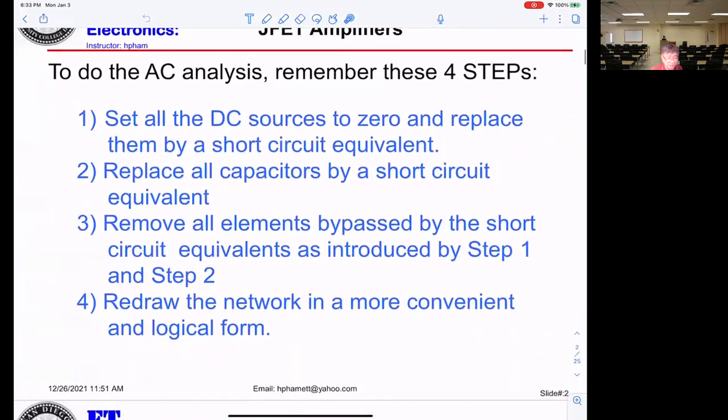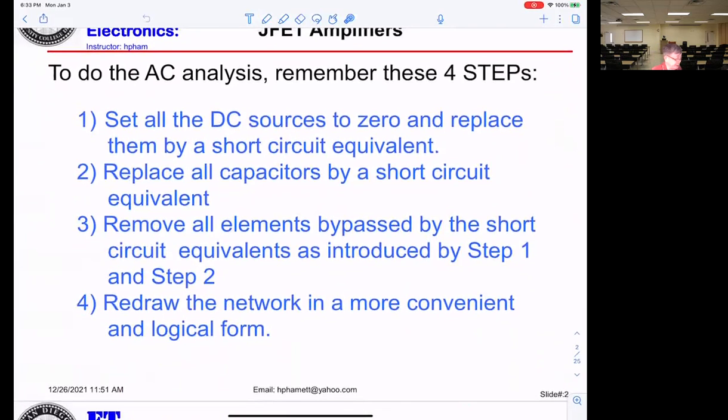Now, in order to do the AC analysis, you get 4 steps you must remember. First thing, set the DC sources to 0 and replace them by the short circuit equivalent. That means in the AC model, you don't have any DC power supply anymore. They short it to ground.